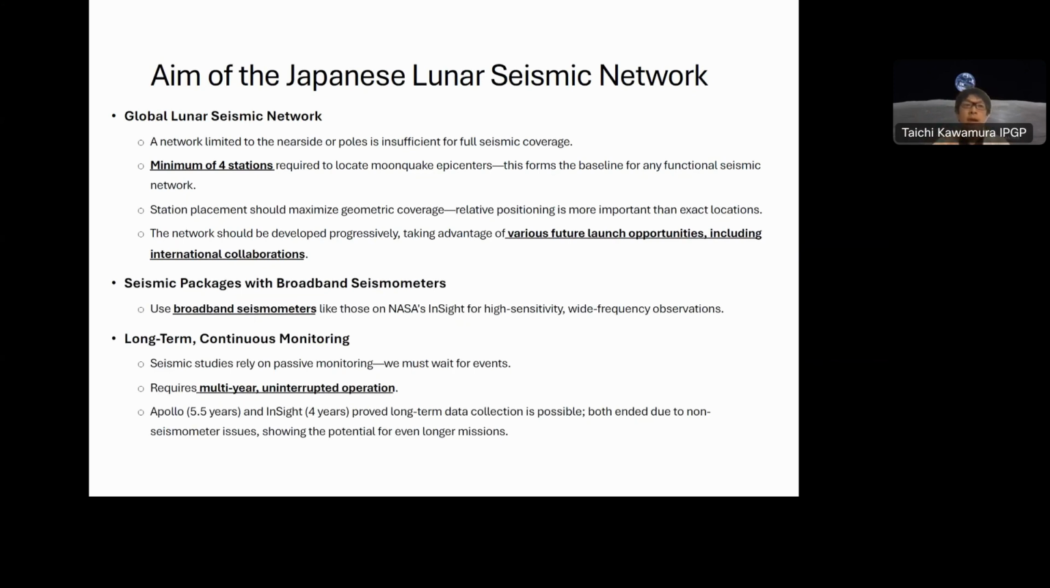Finally, we would like to have long-term monitoring because seismology, by definition, requires waiting for a large event. As an example, Apollo had 5.5 years of network observation, and InSight had 4 years, and this was very important in terms of science. So we want a long-period, continuous monitoring of seismic activity on the Moon.